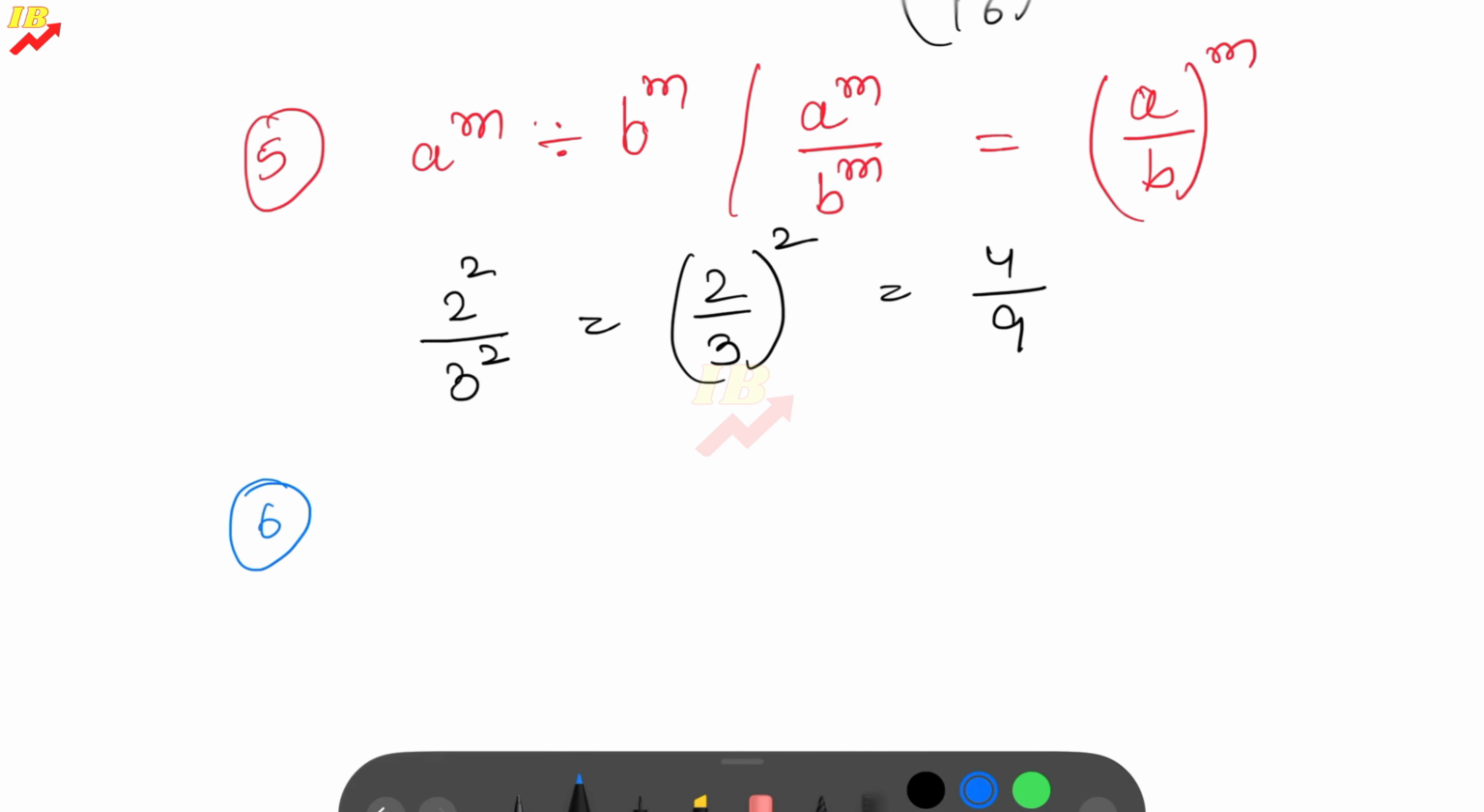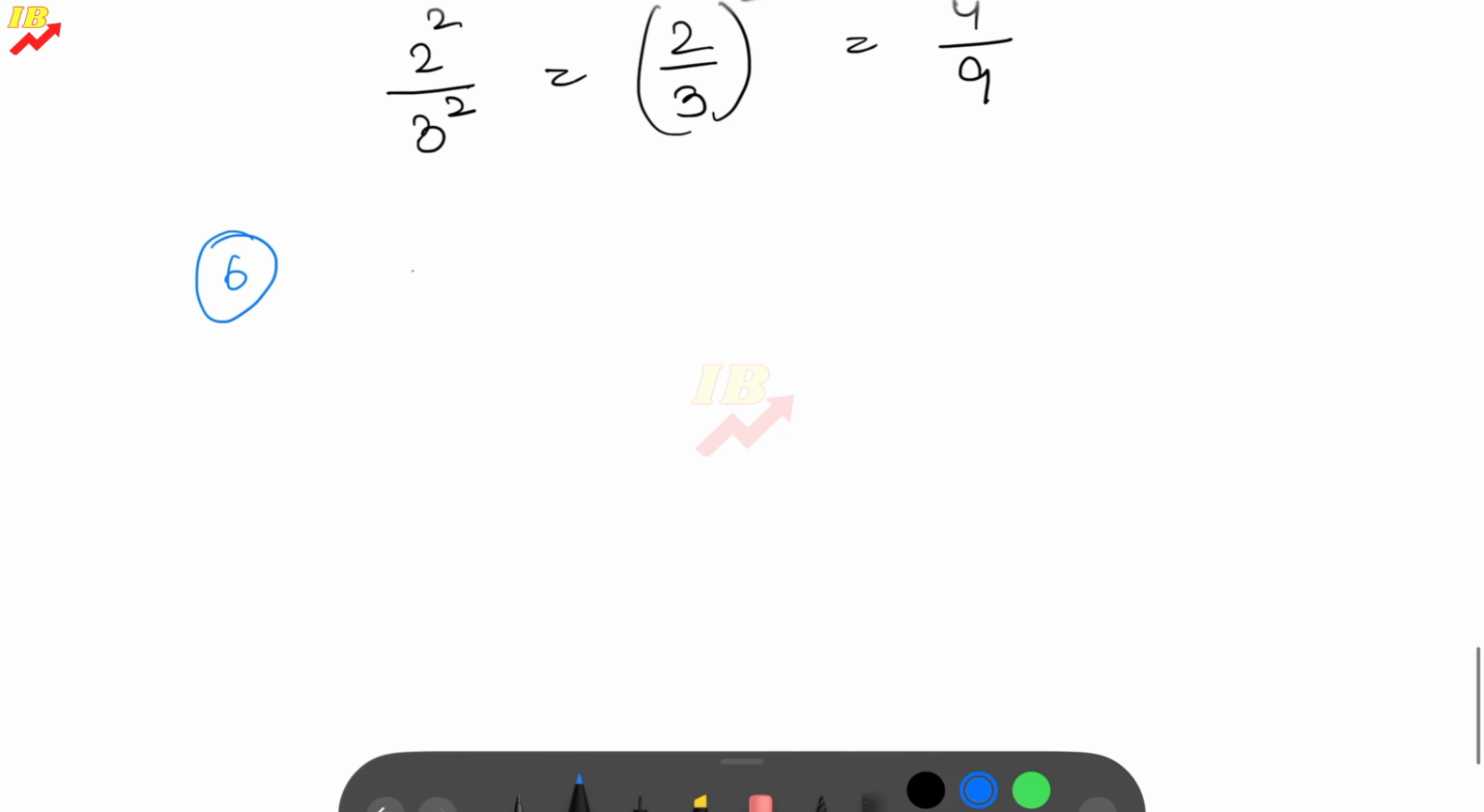The sixth law says that when you see a negative power in the denominator or in the numerator, we are going to take the reciprocal of the base. So this is going to be reciprocated here, and it will give you 1 over a to the power m.